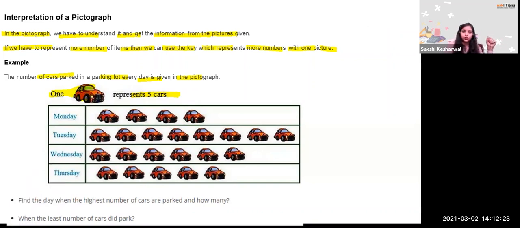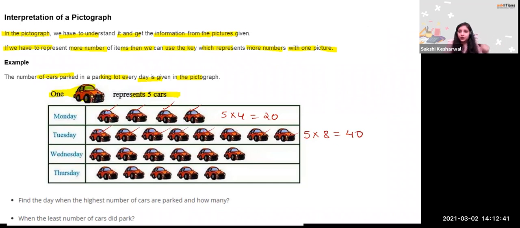So one small car is equal to five cars. It says that on Monday, how many cars are parked? It is 5 plus 5 plus 5 plus 5. So this is 5 into 4, which is equal to 20, right? Now for Tuesday, it's 1, 2, 3, 4, 5, 6, 7, 8. So it will be 5 into 8, which is equal to 40. 40 cars will be parked on Tuesday, right?